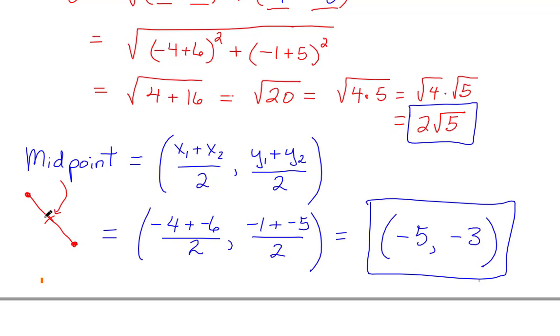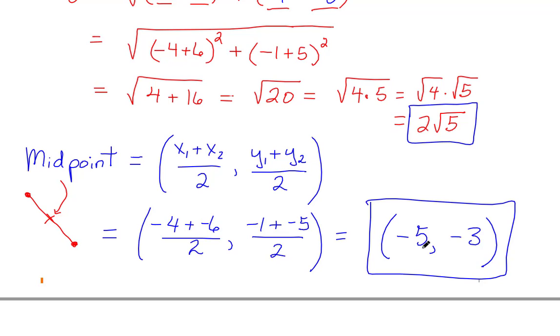Alright, so I simply plug in my x's, plug in my y's. The plus is part of the formula. Minus 4 plus a minus 6 is a minus 10. Minus 10 over 2 is minus 5. Minus 1 plus minus 5 is minus 6. Minus 6 over 2 is minus 3. So these are the coordinates of the point that's halfway in the middle.